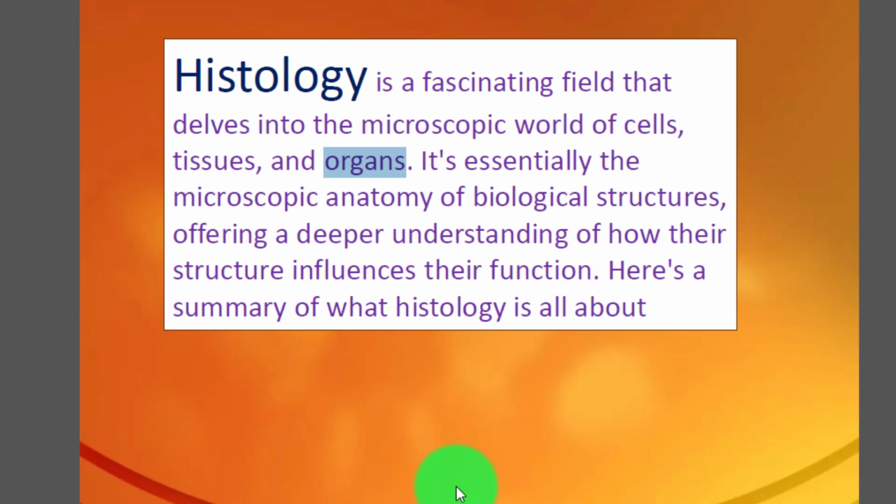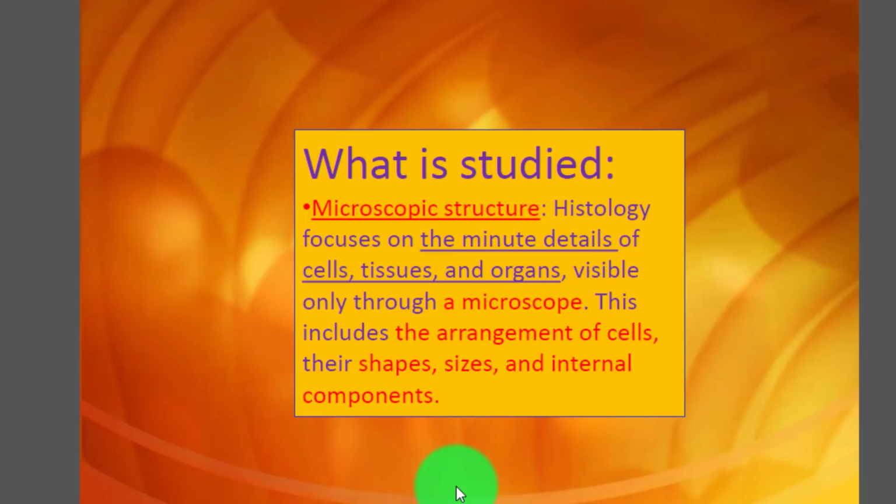Here is a summary of what histology is all about. What's studied? Microscopic structure. Histology focuses on the minute details of cells, tissues, organs, visible only through a microscope. Microscope is our tool to explore histology. This includes the arrangement of cells and their shapes, sizes, internal components.